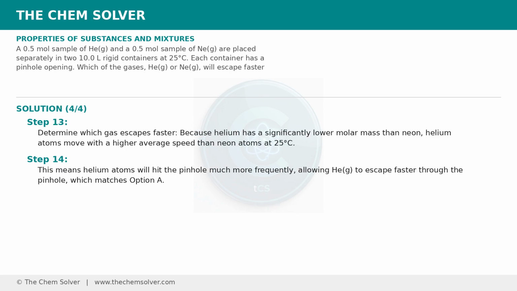Determine which gas escapes faster. Because helium has a significantly lower molar mass than neon, helium atoms move with a higher average speed than neon atoms at 25 degrees Celsius. This means helium atoms will hit the pinhole much more frequently, allowing He to escape faster through the pinhole, which matches option A.